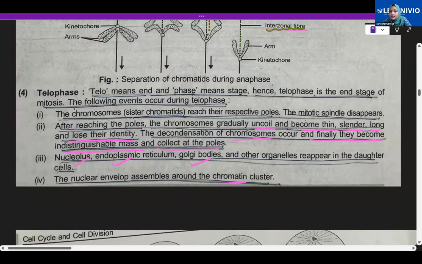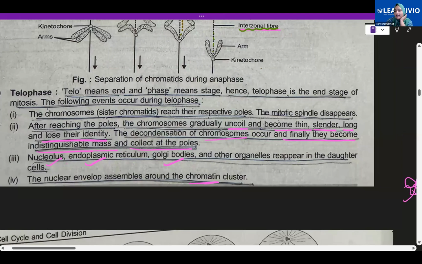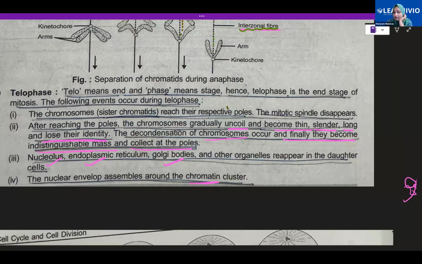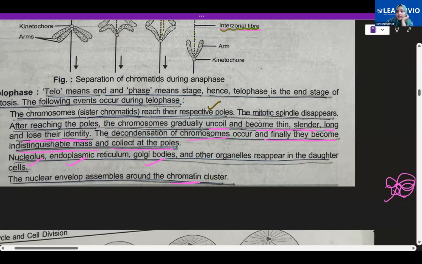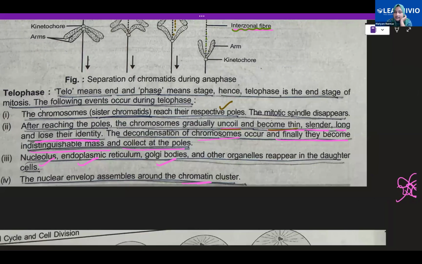Now the last phase. Telo means end and phase means stage. So telophase is that stage wherein the nuclear division or the karyokinesis is coming to an end. Now the chromatids have reached their respective poles. The mitotic spindle disappears. After reaching the pole, the chromosomes become uncoiled, thin and slender, and lose their identity, how they used to be. Decondensation happens, and they become chromatin again.